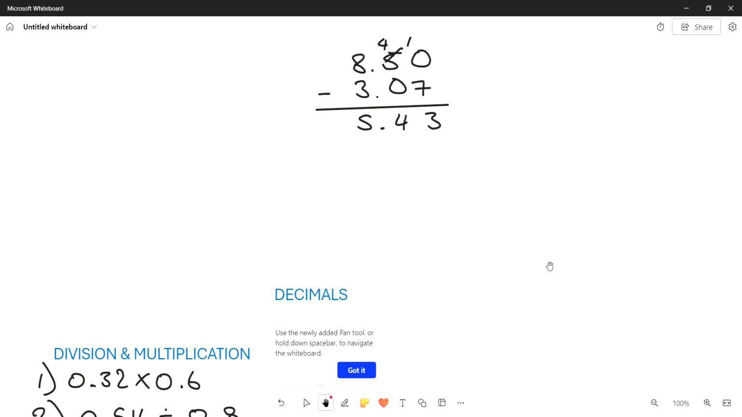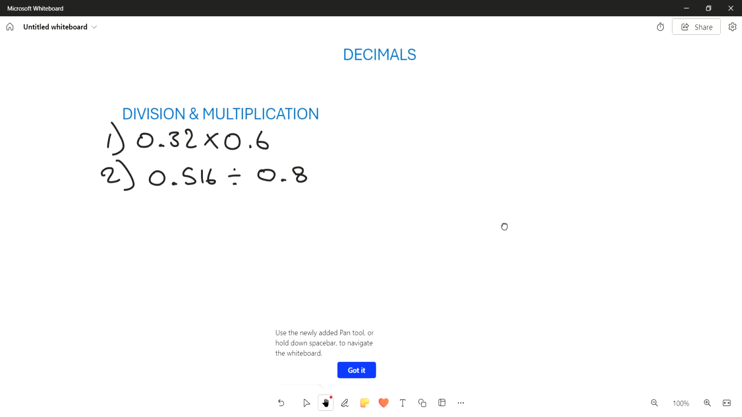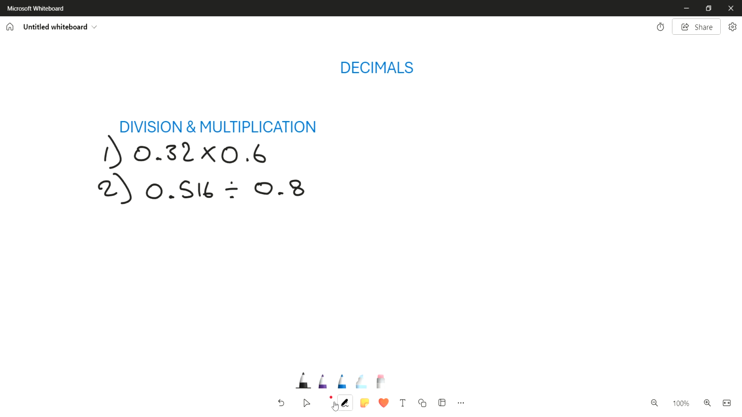Now, with division and multiplication, it's slightly different. We need to manipulate the equation first. So first we're going to deal with multiplication. So we've got 0.32 times 0.6. In order to multiply two decimal numbers, we need both of them to be whole. So one number must be multiplied, 0.32 by 100 to make it whole. And what number do we need to multiply 0.6 by to make it whole? 10. When we do that, we get 32 times 6.